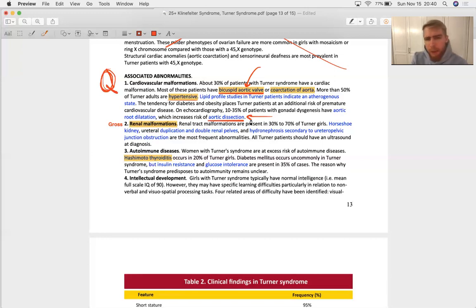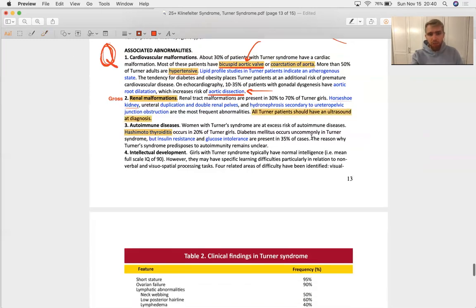So renal malformations, to understand that, horseshoe kidney is very common in Turner syndrome. That means that you essentially have one kidney. And recall that it likes to get stuck as it progresses upwards. It ascends, your kidneys do. And the horseshoe kidney likes to get stuck on the inferior mesenteric artery. You might see something like ureteral duplication. That's not really a bad thing, or at least there are a lot worse things out there. All Turner patients should have a renal ultrasound at diagnosis.